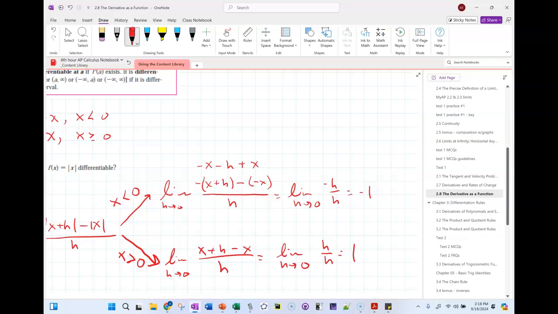Because the left-hand limit at 0 is going to -1, but the right-hand limit is going to +1. The limits disagree, so the limit doesn't exist there. And since the derivative is just a limit, the derivative fails to exist at x equals 0.